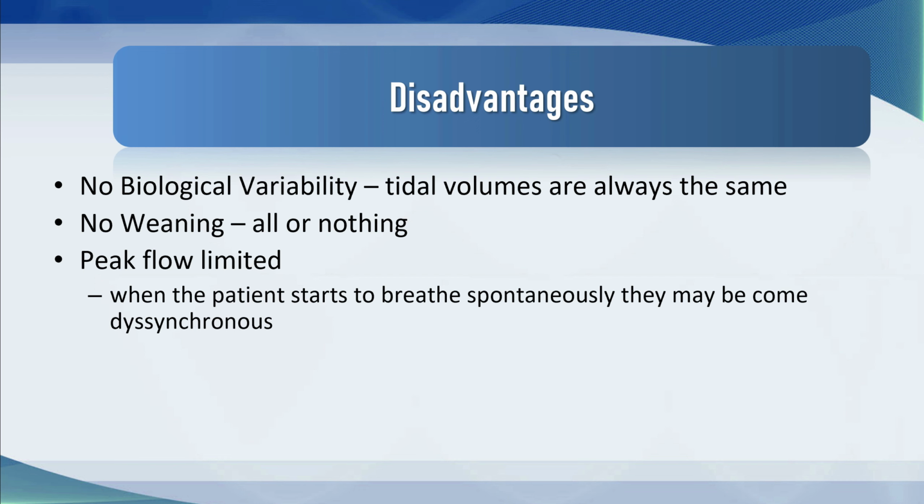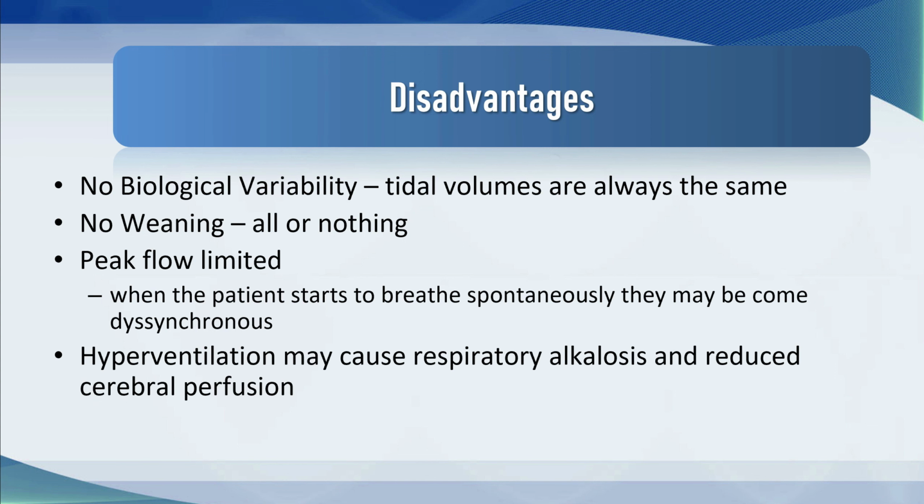And so if a patient starts to breathe spontaneously, if they start to demand a flow from the machine that's higher than the machine is delivering, they may develop patient flow dys-synchrony. Finally, if you have a patient who has a brain injury and they start to hyperventilate, the patient will develop a respiratory alkalosis. There'll be a fall in the hydrogen ion content of blood and a fall in the PCO2.